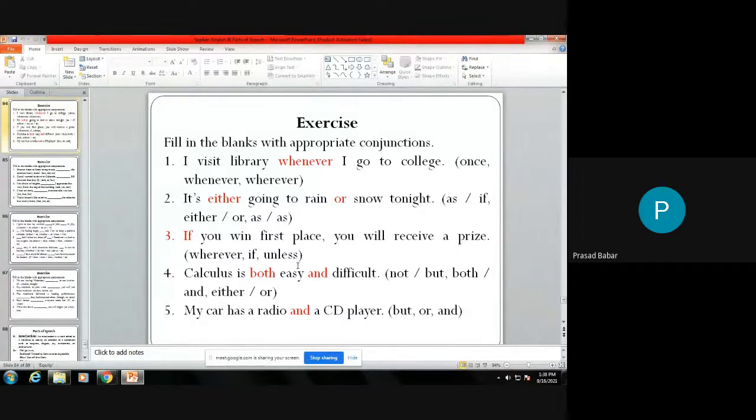My car has a radio and a CD player. So here there are three conjunctions: but, or, and. These are called coordinating conjunctions. Okay, but, or, and. These are the three coordinating conjunctions. My car has a radio and a CD player.